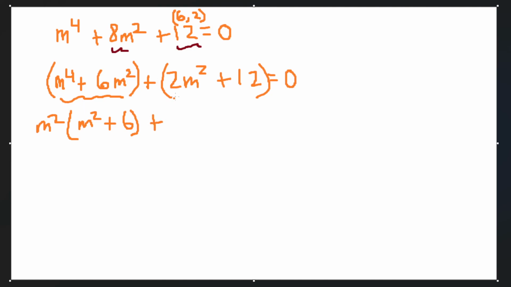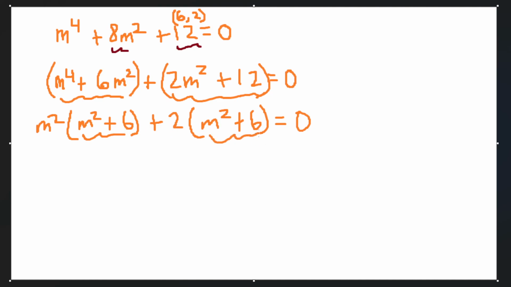Now for our second grouping, 2m squared plus 12, it looks like we could take out a 2. If we take out a 2, then in parentheses we'll have m squared plus 6. It's important to note that the value in this parenthesis and the value in that parenthesis are exactly the same, which tells you that you are factoring this correctly.